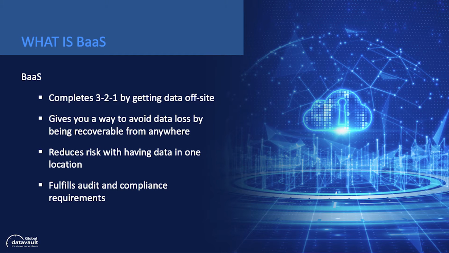So BaaS, if you've followed along and looked at our blog, we always talk about the 3-2-1 rule. That's 3 copies of your data, 2 different types of media, and 1 offsite. Getting that data offsite to a BaaS provider fulfills that. Typically, BaaS is used to protect against site failures. It allows people to recover data from anywhere you have internet connectivity, and it reduces the risk if you only have one location. So if you simply need to get your backup somewhere else to meet those 3-2-1 rule requirements, you can do that very easily, thereby meeting your audit and compliance requirements.